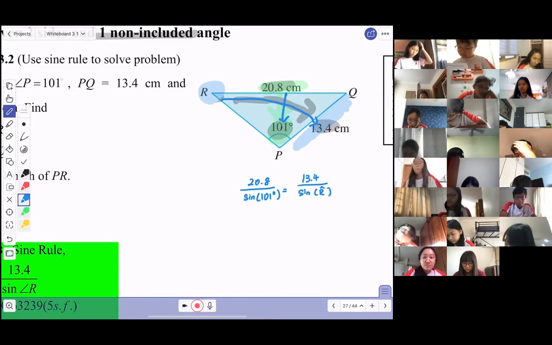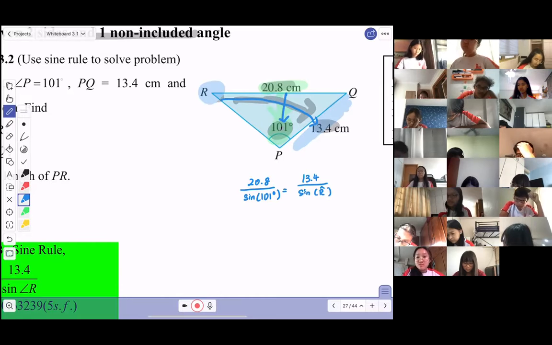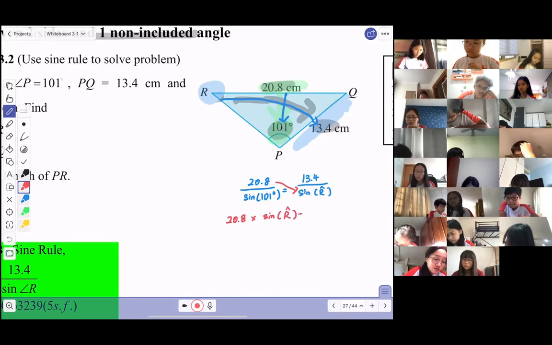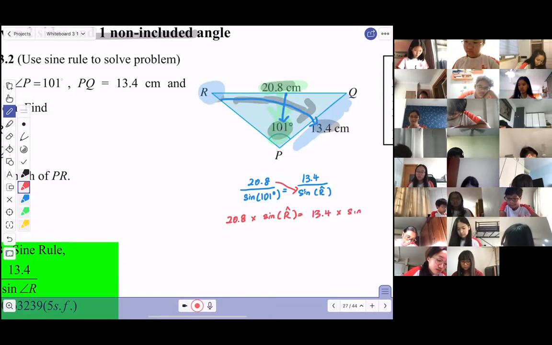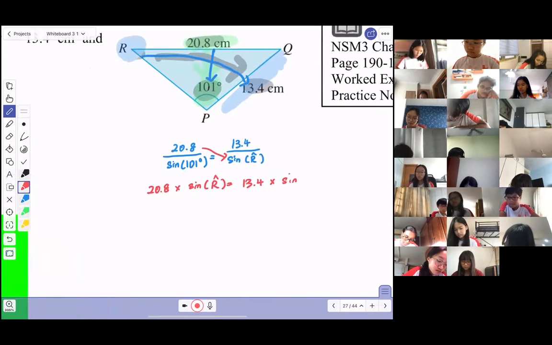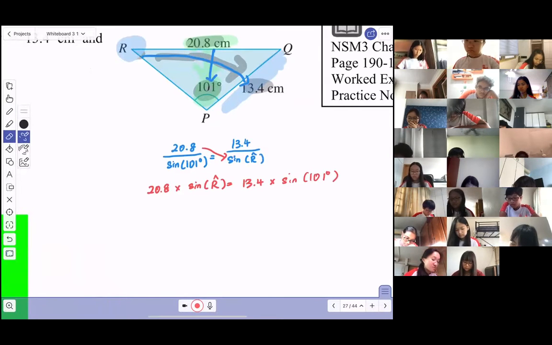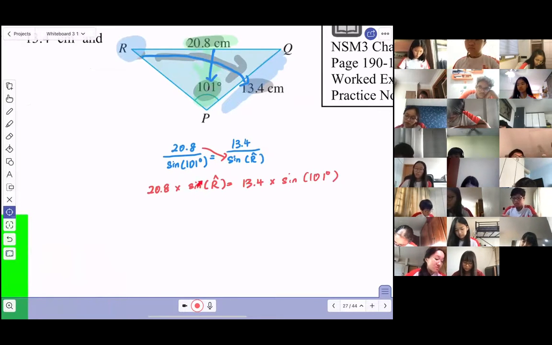If this equation bothers you, like you don't know how to simplify, it's actually quite okay. So you simplify, you see 20.8 multiplied by sine R equals 13.4 multiplied by sine 101. And after that, to get rid of the sine, you just do sine inverse. You still remember how to do sine inverse?